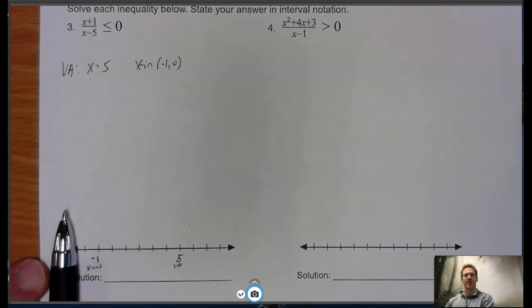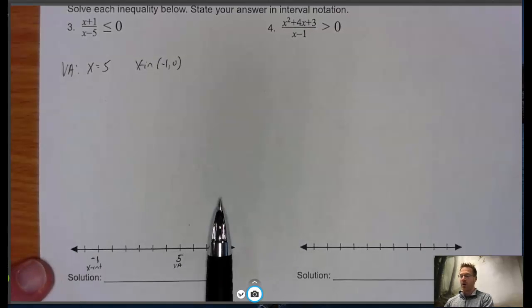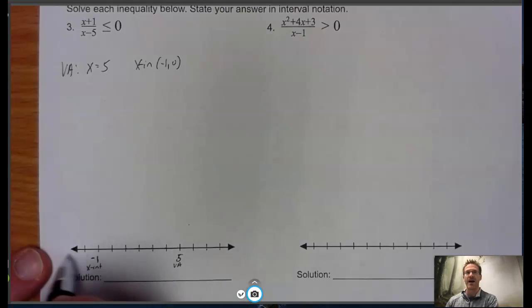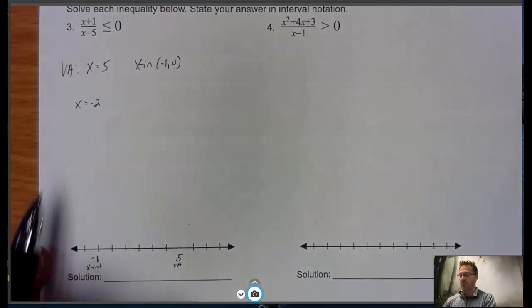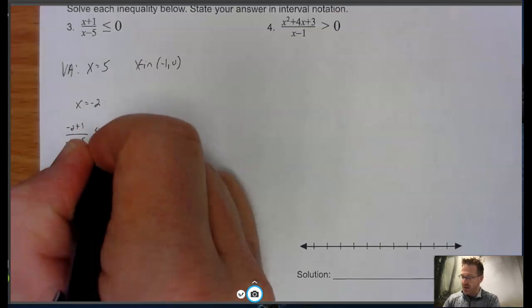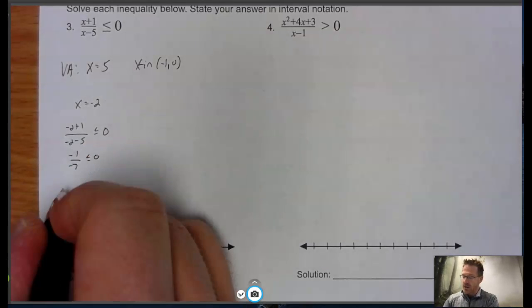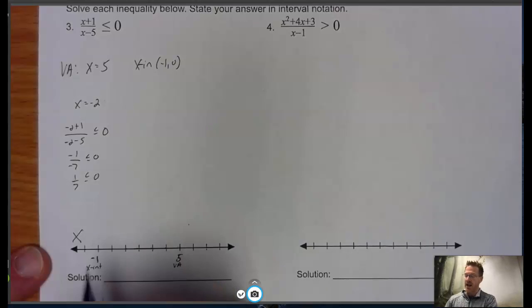To the left of the x-intercept, between the x-intercept and the vertical asymptote, and then to the right of the vertical asymptote. So all I want to do now is pick a value out here to the left, plug it into my inequality, and see if it's true or false. We can pick any value we want, so I'm just going to pick negative 2. When I plug negative 2 in, I get (negative 2 plus 1) over (negative 2 minus 5), and is that less than or equal to 0? I get negative 1 over negative 7, which is 1/7, is less than or equal to 0. That is a false statement, so we don't want anything out here.